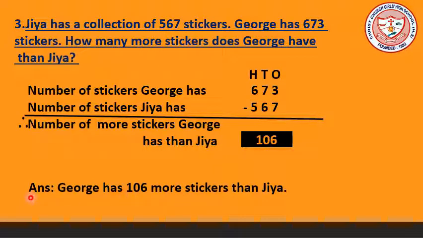Okay, so the last thing is writing the answer. Here the answer will be George has 106 more stickers than Jia. So you have to write the answer in full sentence like this. Alright? Clear?